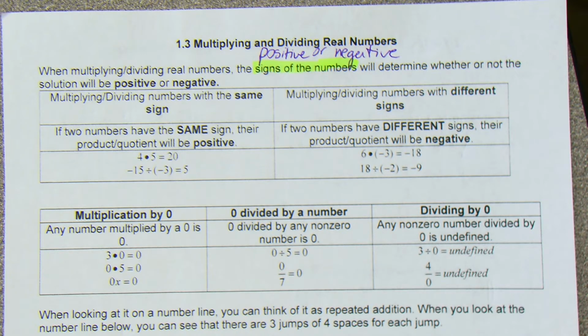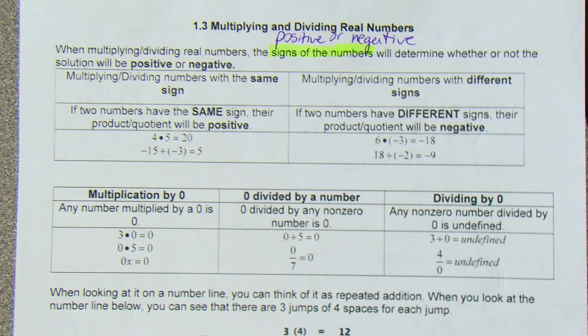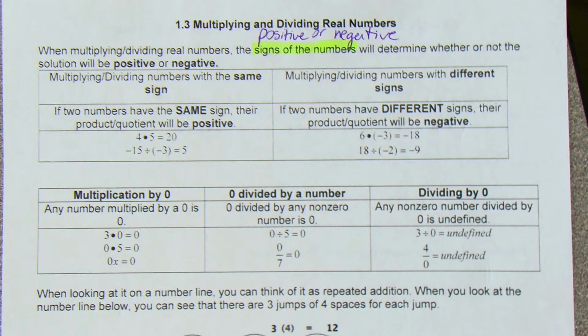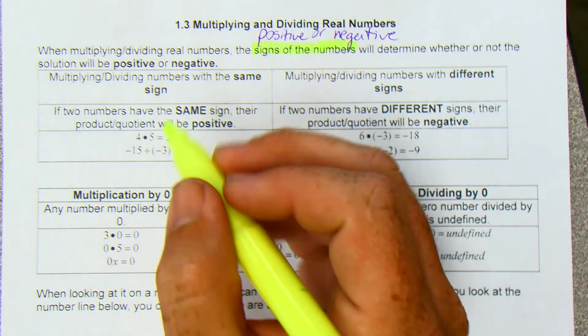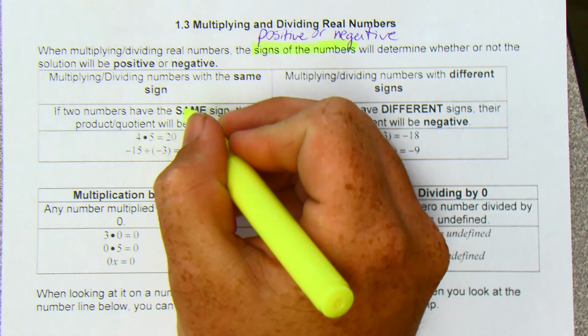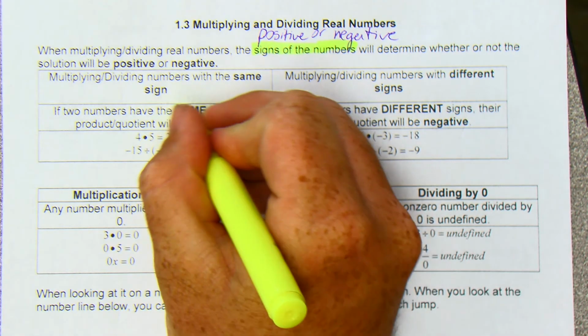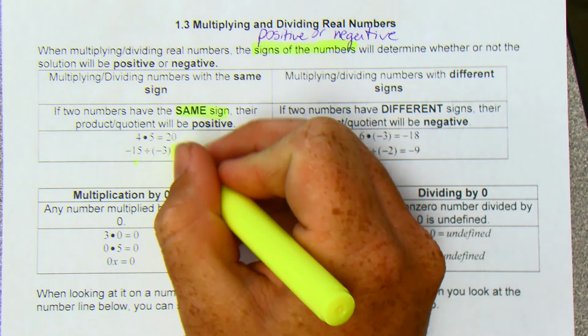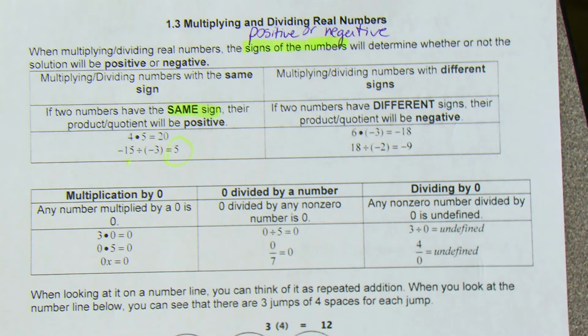All right, so our list of rules at the top. Multiplying and dividing numbers with the same sign. If two numbers have the same sign, their product will be positive and their quotient will be positive. So if we have two positive numbers, two positives always make a positive. Same sign means positive. Two negatives always make a positive too. A negative times a negative always makes a positive.